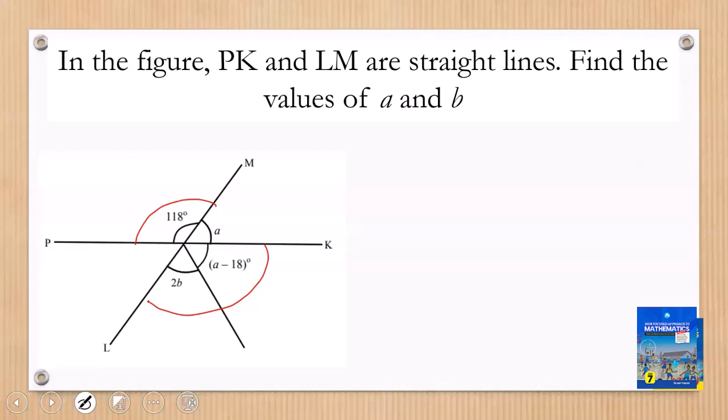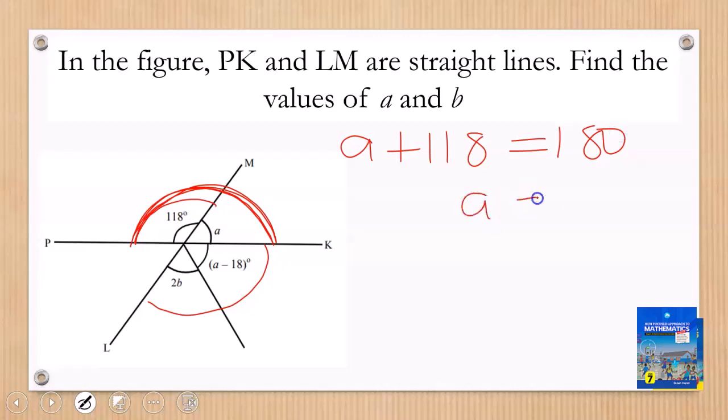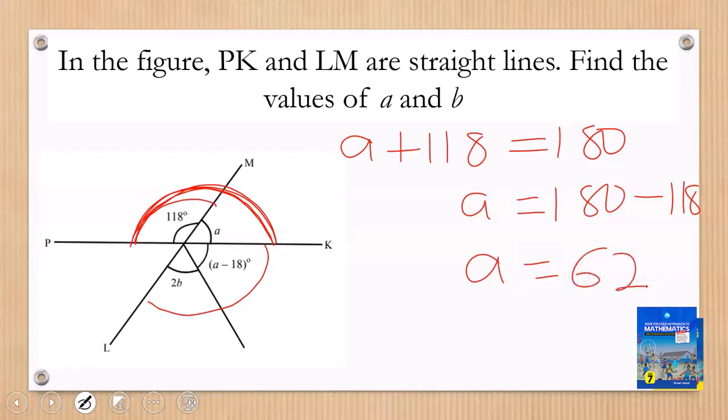Again, the angle 118 and the angle A are on a straight line. So I can say A plus 118 is equal to 180. So if I make A the subject, I have 180 minus 118, right? And that should give me 62. Good. Now that I know my A to be 62, I can also write 118 is equal to, that is this 118 here.